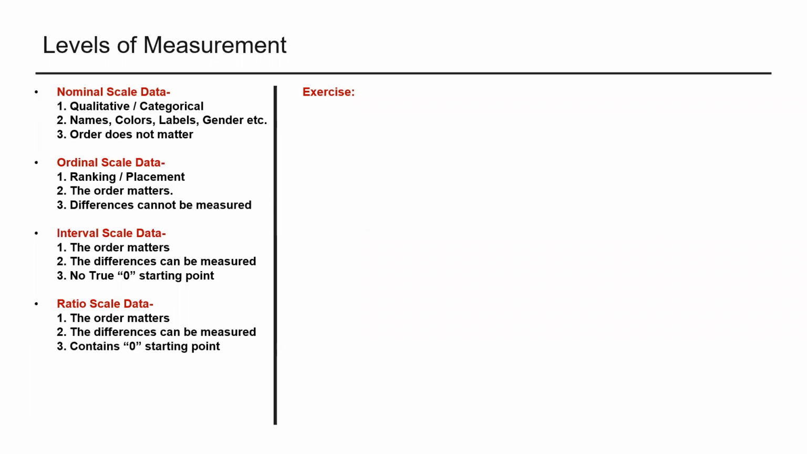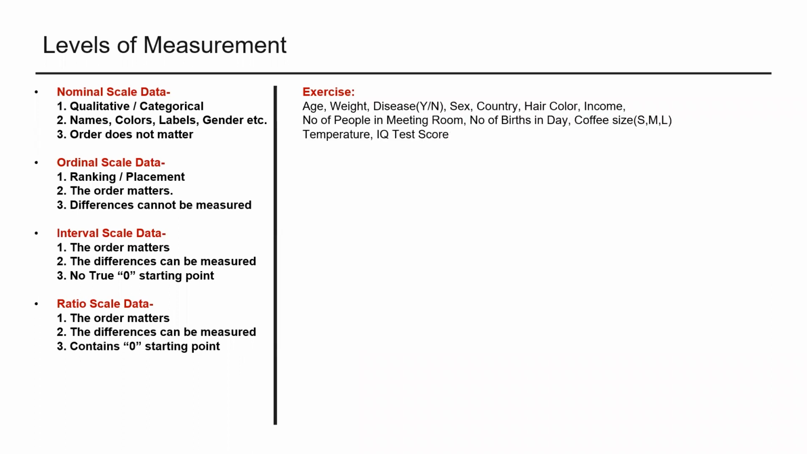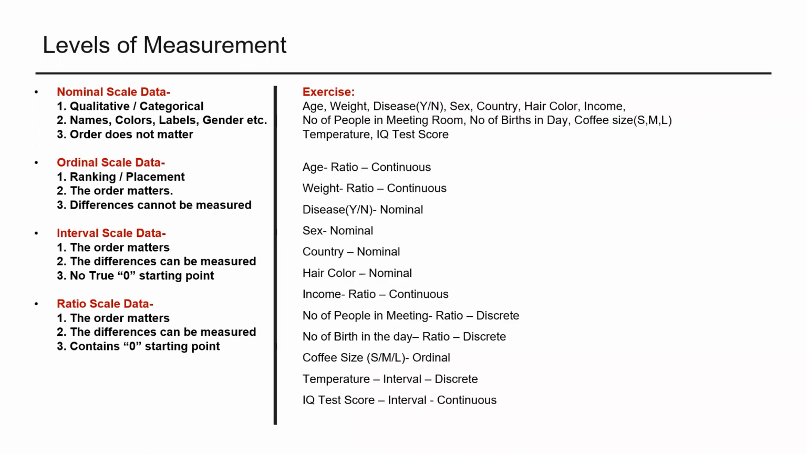Okay, so let's try to see this. So what is my age? Age is basically ratio continuous. Ratio means it will start from 0. That means it has a true 0 starting point. It cannot go negative. Continuous, it can be like, sometimes we tell age with months also, like 10 years, 6 months. So in that way, it is continuous.